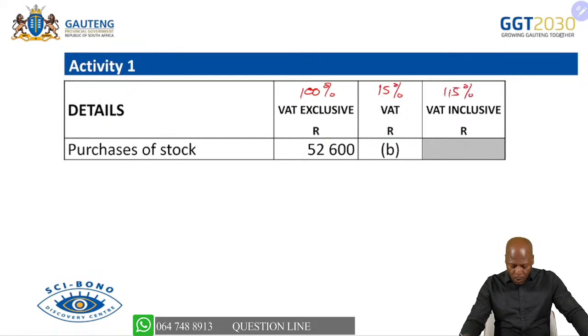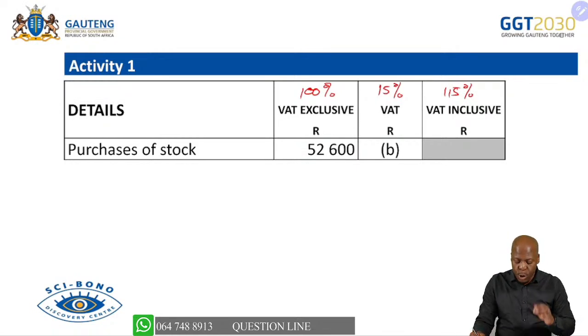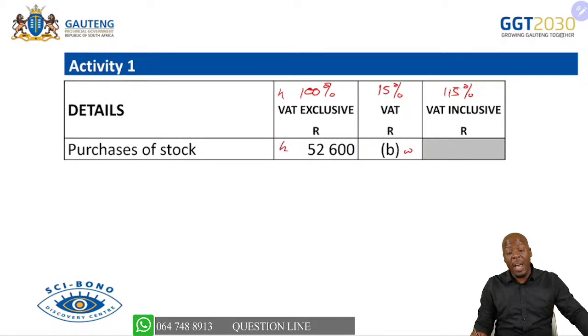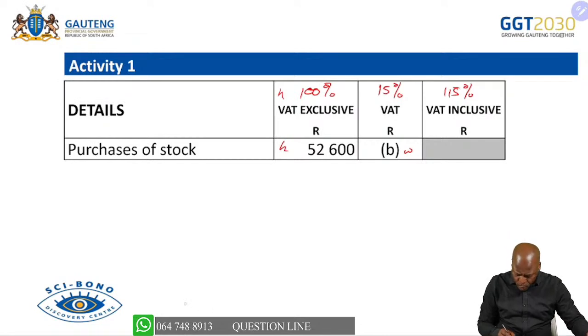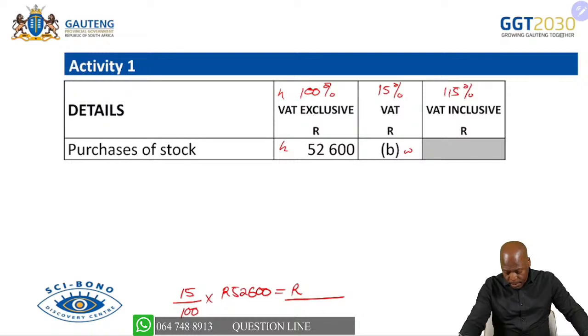Okay. Now, remember, this is the trick that you have to get. We have what we want, and we have what we have. So a have must have two values, a percentage as well as a rand. Let's quickly kick in now. What do we want? We want 15. What do we have? We have 100 because it's exclusive. What is the rand value of that 100? It is 52,600 rands.